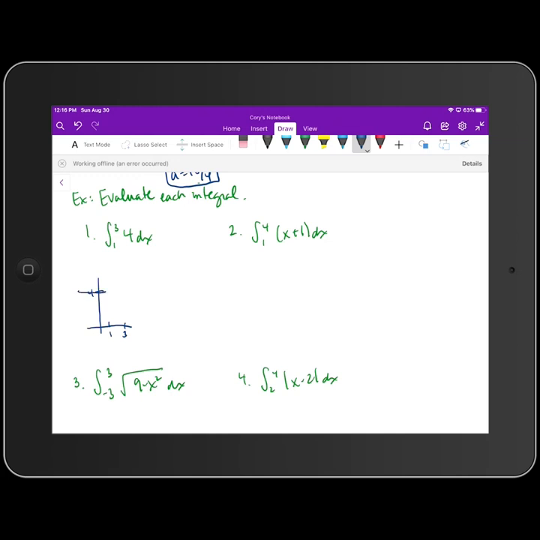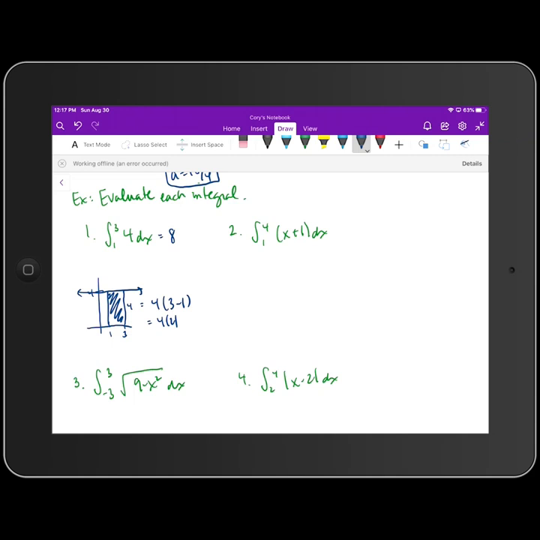So the function y is equal to 4 is going to look like so. In between the x values of 1 and 3 is going to look like that. So that's going to give us the area of the rectangle, which is the length of the base, which is 3 minus 1, times the height. The height of the rectangle is 4. So that becomes 4 times 2, which makes that integral then equal to 8.